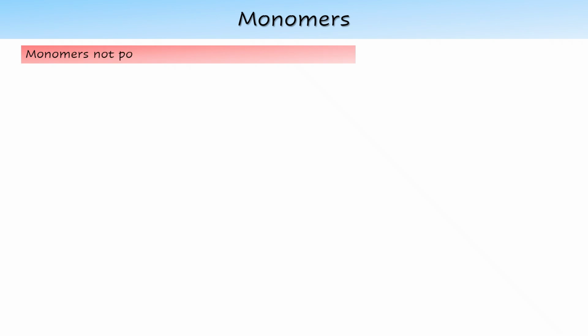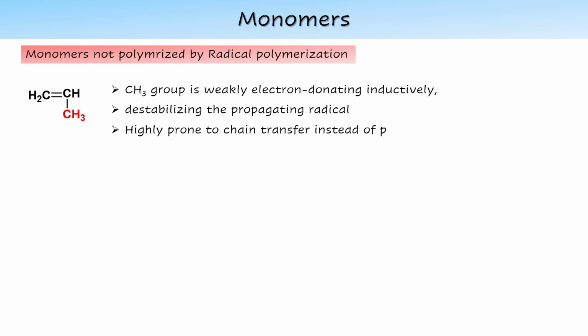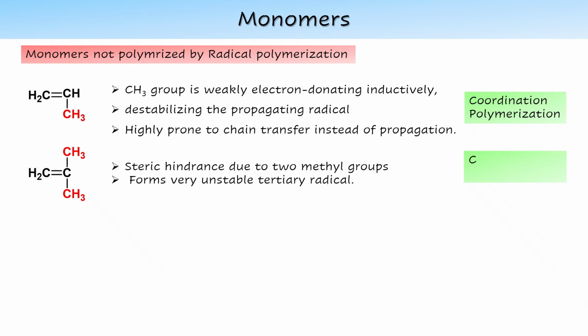Now let us talk about the monomers that are not qualified for radical polymerization. For example, propylene. The methyl group in propylene is weakly electron donating inductively, thus destabilizing the propagating radical. It is highly prone to chain transfer instead of propagation; this can be polymerized by coordination polymerization. In the case of isobutylene, the 2-methyl group strongly destabilizes the radical inductively and creates steric hindrance that forms a very unstable tertiary radical. Isobutylene is preferably polymerized by cationic polymerization.